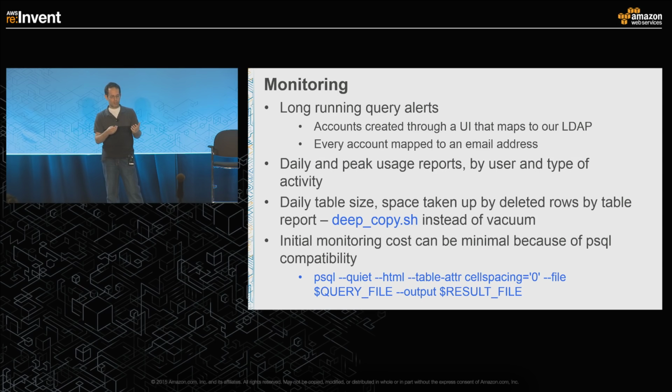We have daily and peak usage reports by user and type of activity, daily table size, space taken up by deleted rows by table. We tend to use deep copy instead of vacuum because by the time we see that a table is a problem, we're well over the 20% where it's feasible to vacuum. And as I said, the initial monitoring cost for this type of solution can be really, really cheap.